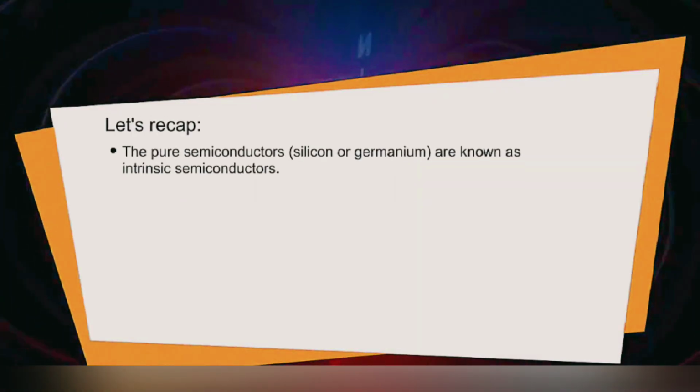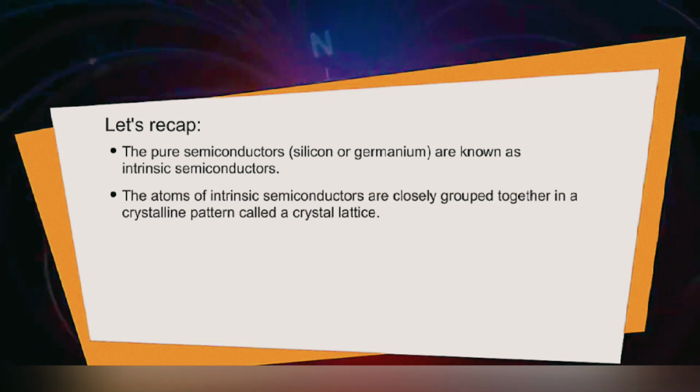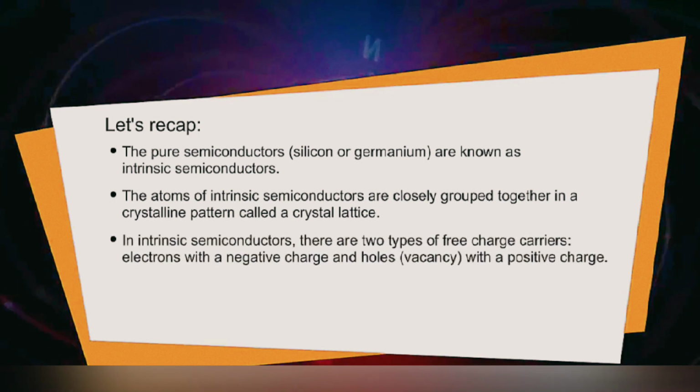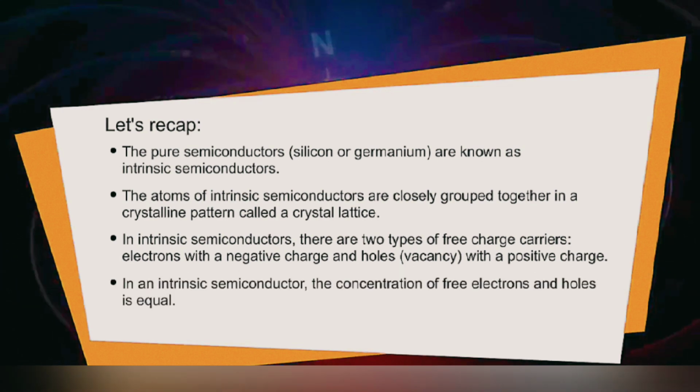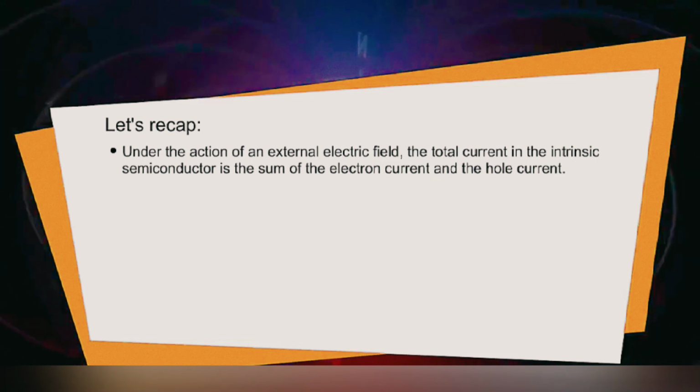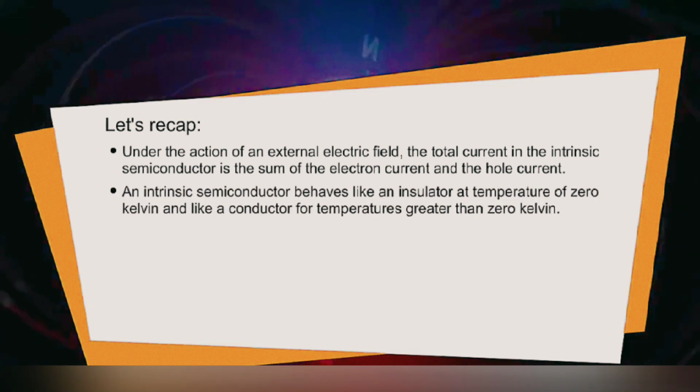Let's recap. The pure semiconductors, silicon or germanium, are known as intrinsic semiconductors. The atoms of intrinsic semiconductors are closely grouped together in a crystalline pattern called a crystal lattice. In intrinsic semiconductors, there are 2 types of free charge carriers: electrons with a negative charge and holes, vacancy, with a positive charge. In an intrinsic semiconductor, the concentration of free electrons and holes is equal. Under the action of an external electric field, the total current in the intrinsic semiconductor is the sum of the electron current and the hole current. An intrinsic semiconductor behaves like an insulator at a temperature of 0 Kelvin and like a conductor for temperatures greater than 0 Kelvin.